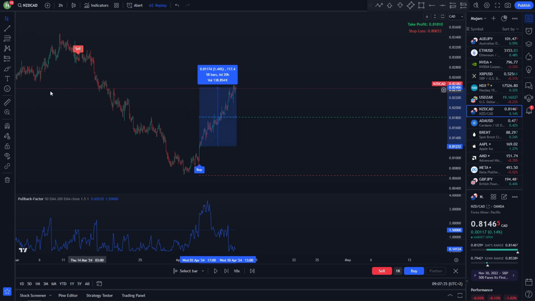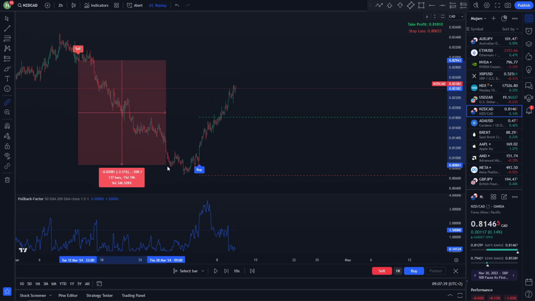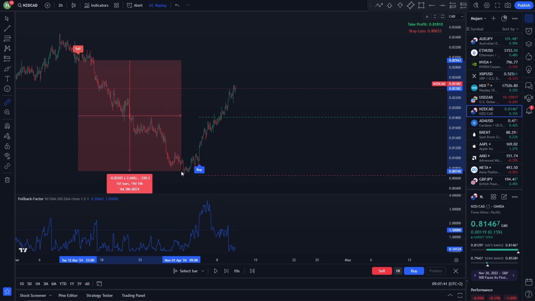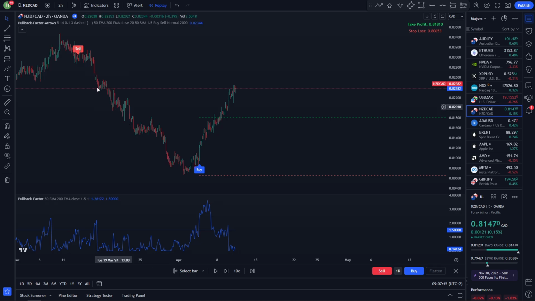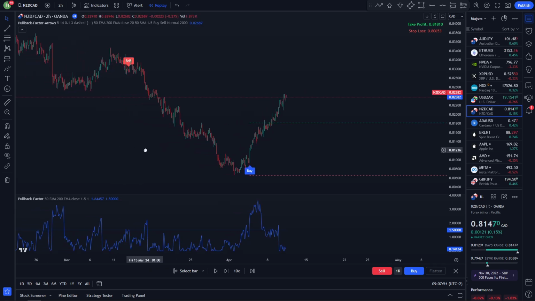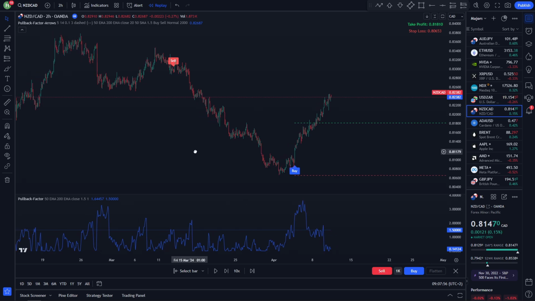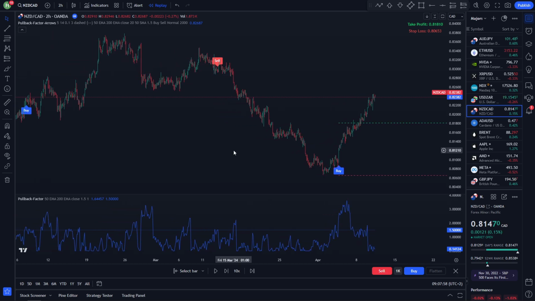At its core, the pullback factor indicator addresses a common dilemma: how to navigate pullbacks effectively. Pullbacks are those temporary retracements within the overarching trend, often sowing seeds of doubt and hesitation, leading to missed opportunities or premature entries. But what if there's a way to decipher these market moments with clarity and certainty?